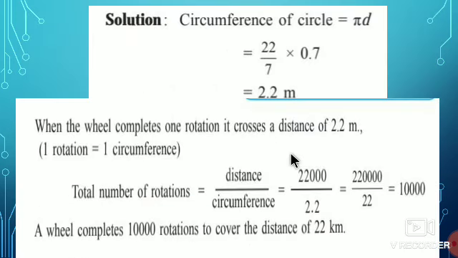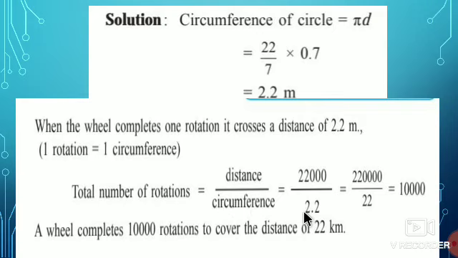Understood it? So when you are calculating this example, first you have to calculate the circumference of the circle, that is pi d, because diameter is given. So 2.2 is the circumference. Now when the wheel completes 1 rotation, it covers the distance of 2.2 meter. 1 rotation means 1 time circumference. So the number of rotations we have to find out, and the formula for it is distance upon circumference.